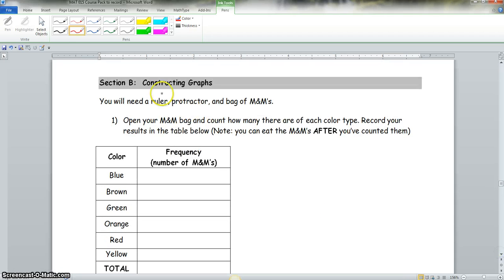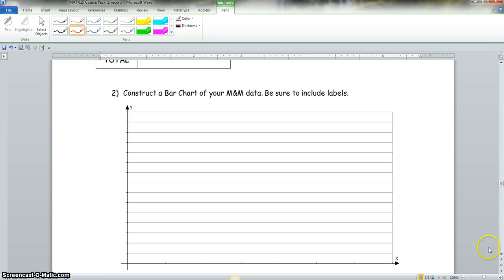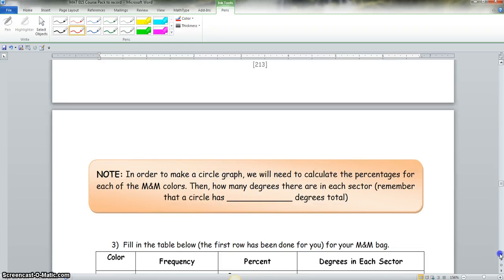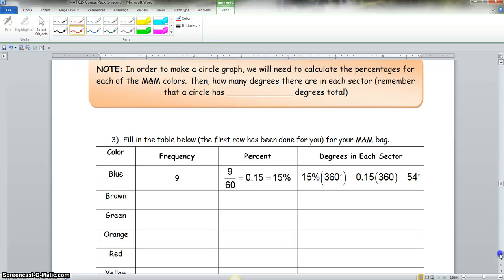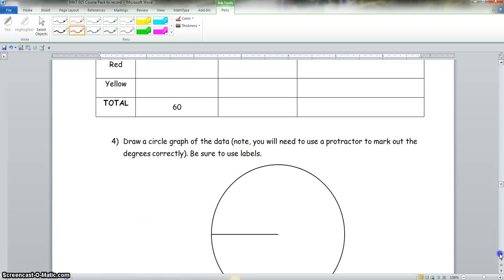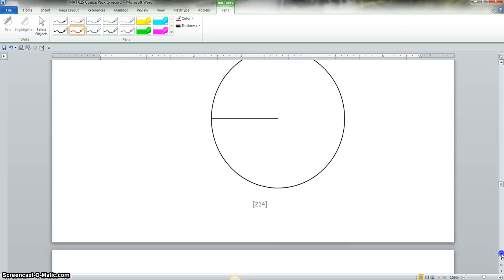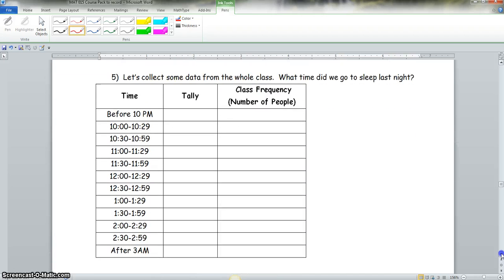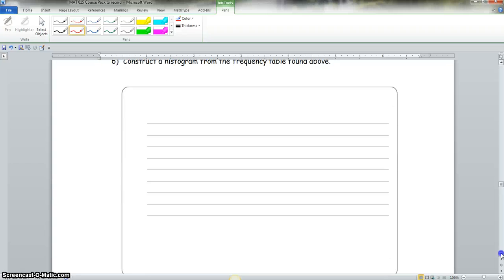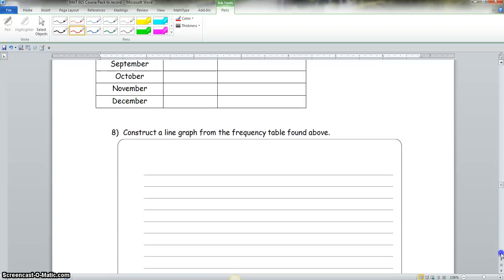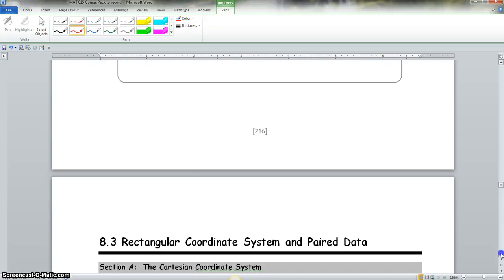Now, scroll down here to B. It says section B, constructing graphs. You will need a ruler, protractor, and bag of M&Ms. Now, we could actually skip over this part here. And let's go down here. I'm going to skip this page as well. Now it says draw a circle graph of the data. We're going to skip that. Basically we'll be doing all of these in class. So these few pages that I'm telling you to skip, we will do in class.